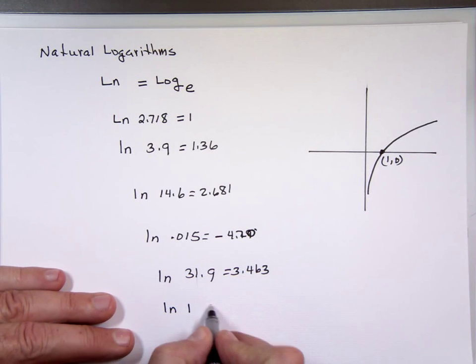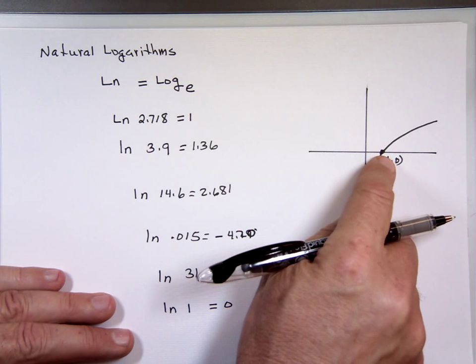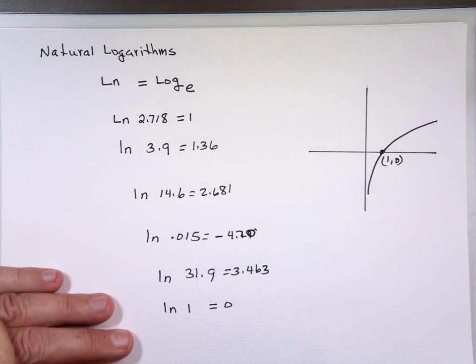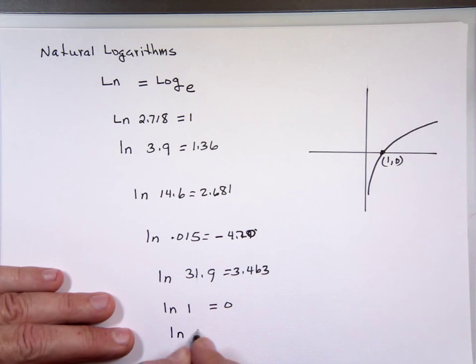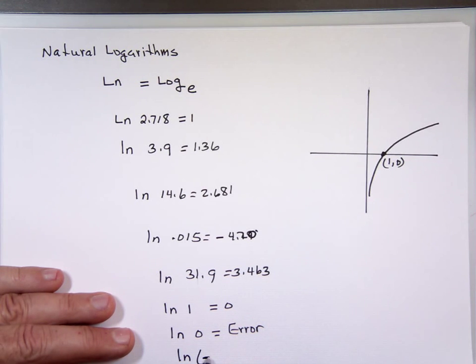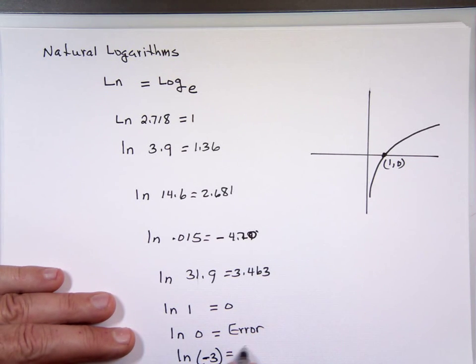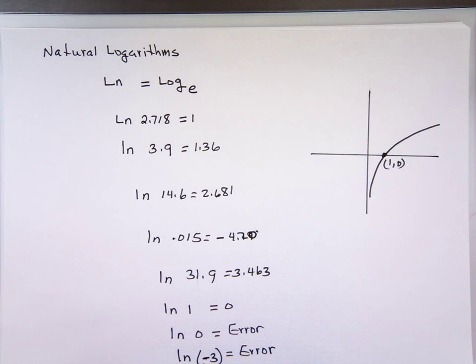What's the natural log of 1? 0. You can see it from the picture. Doesn't matter what the base is. What's the natural log of 0? Error. Can't be done. What's the natural log of a negative number? Error. Going back to the rules, you can only take the log of a number that's greater than 0.